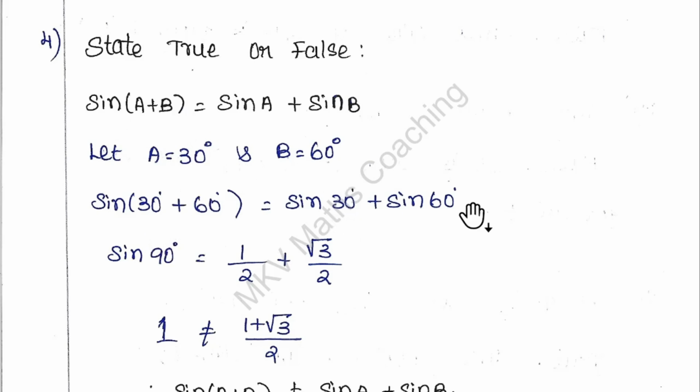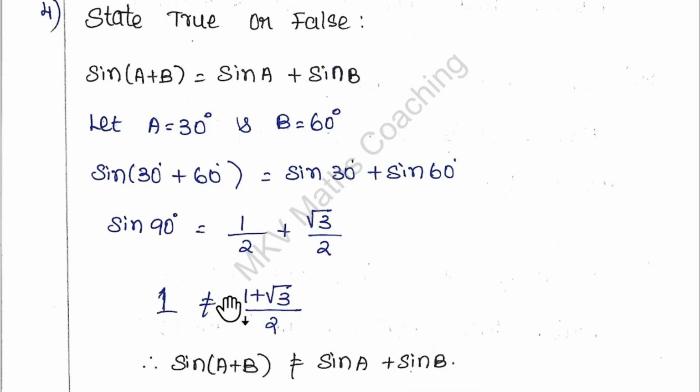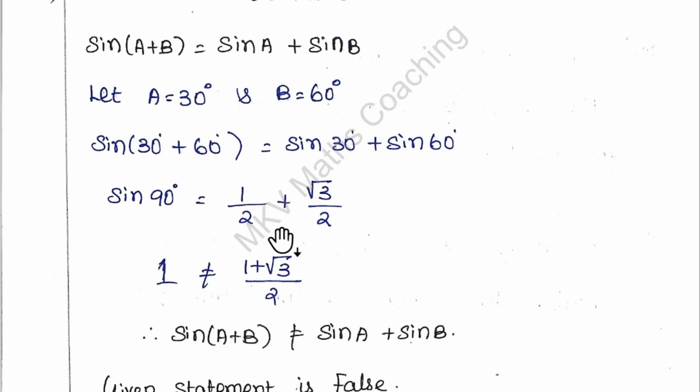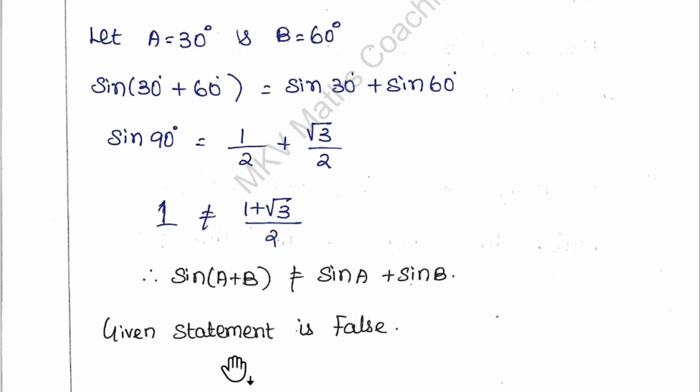If you substitute, sin 30 plus sin 60 is 1 plus root 3 by 2, while sin 90 is 1. It is not equal. Maybe if you take 45 and 90 it may be equal, but that condition should be satisfied for all angles. For 30 and 60 degree, it is not satisfying. So the given statement is false.